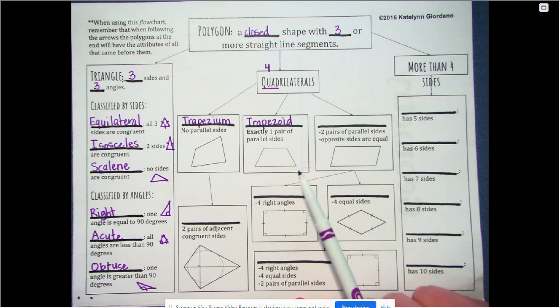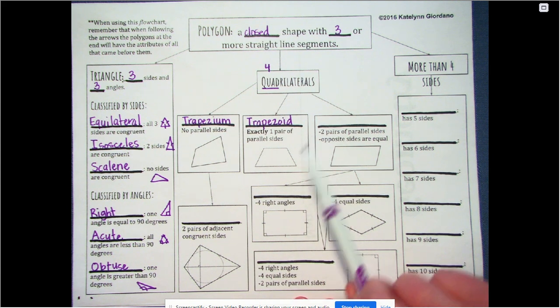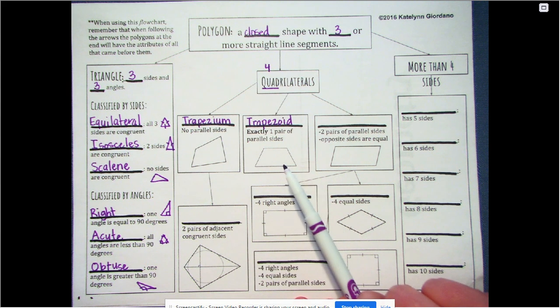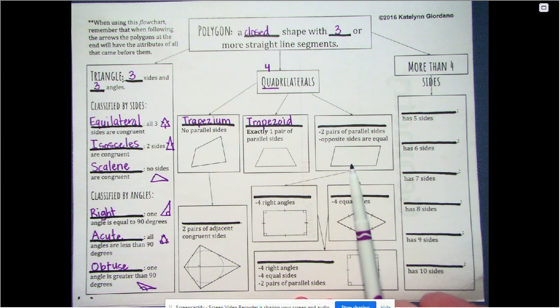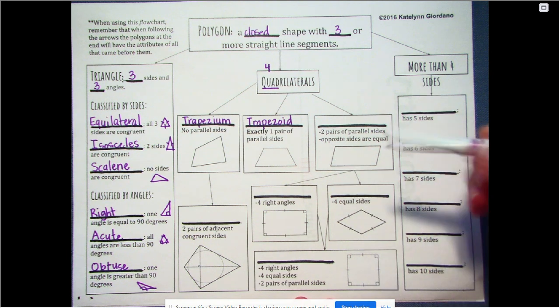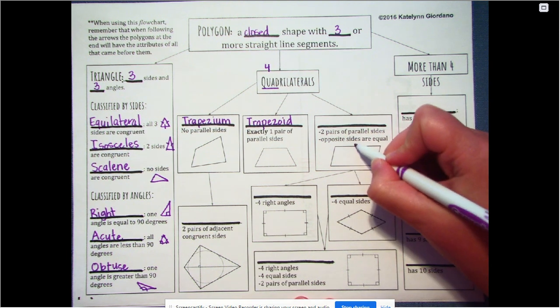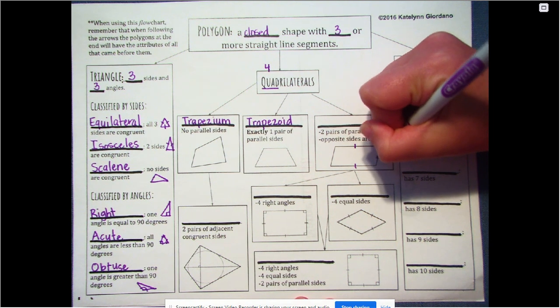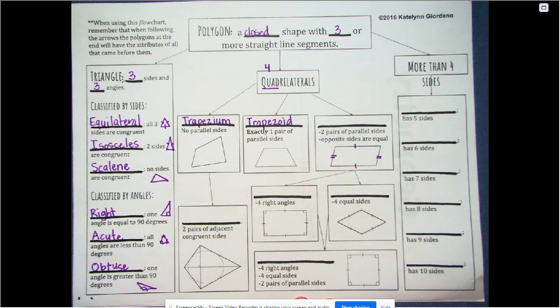And then we can get a little bit more specific. So we've got a quadrilateral. It has 4 sides. This one has exactly 1 pair of parallel sides. This shape has 2 pairs of parallel sides, and the opposite sides are equal. So we could show this as this side and this side are equal to each other, and this side and this side are equal to each other.